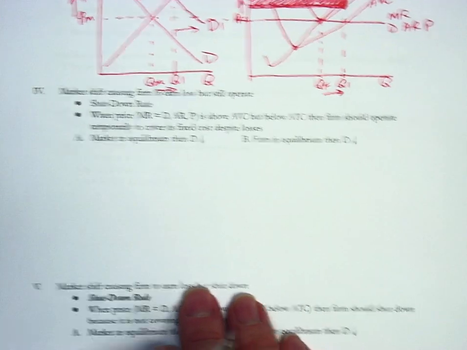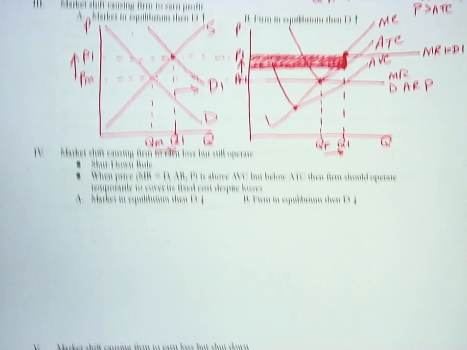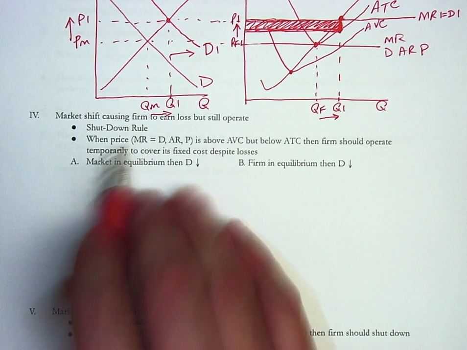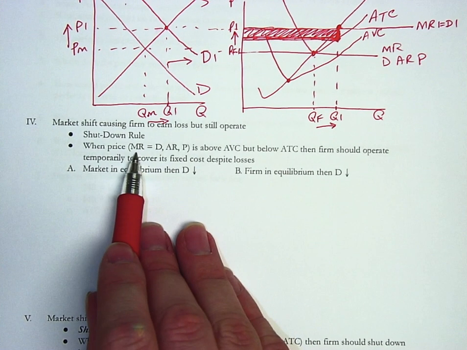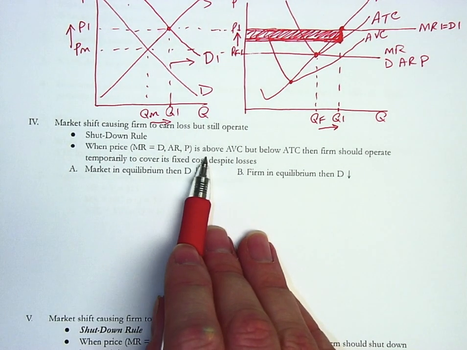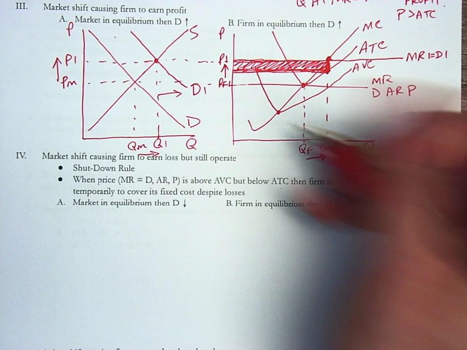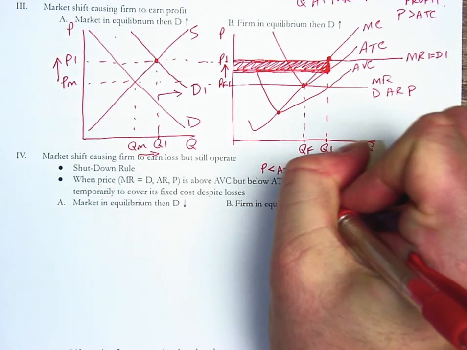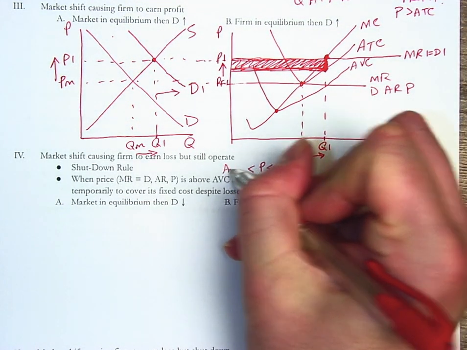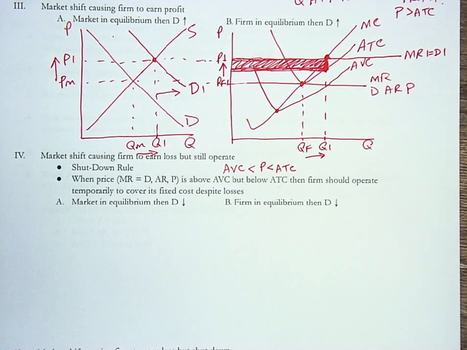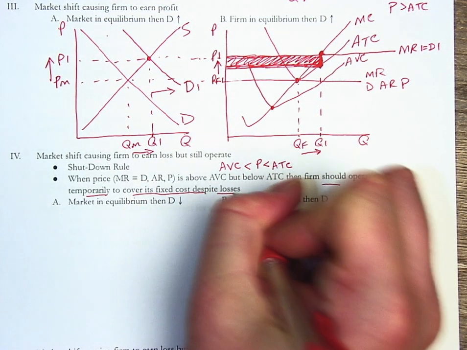We're going to do losses, but in this one we're going to see them still. We're going to still operate, but at a loss. Now, this is where we're going to introduce something called the shutdown rule. And the shutdown rule is pretty simple. All it means is that if Mr. Darp, that is to say the price, falls below the ATC, then we know we're losing money, right? So if price is less than ATC, we know we're losing money. But if price is greater than AVC, they should still operate. So they should operate temporarily to cover their fixed costs despite their losses.